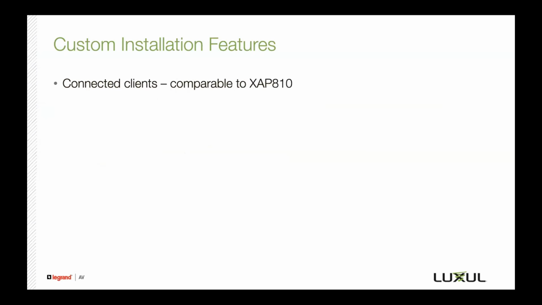Some other features, connected clients. I know some people like to tout big numbers, so we'll say 128 connected clients at the same time. That is really kind of a bogus number, because it really depends upon what the clients are doing at the time as to how many of them the unit will actually accept. And it certainly speaks to the processing capability inside the processor of the unit itself, of the node or AP itself.